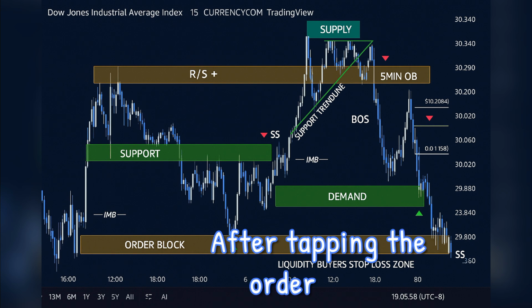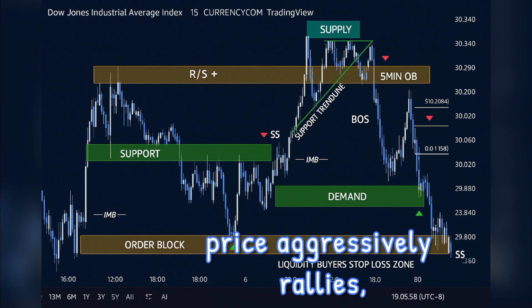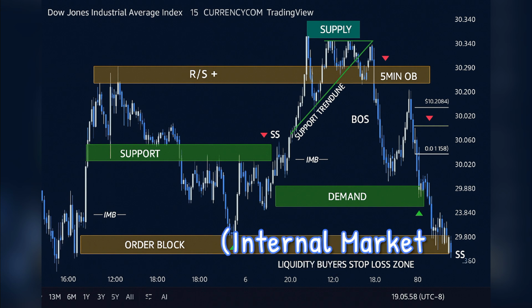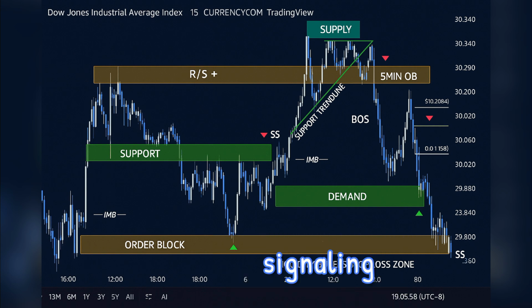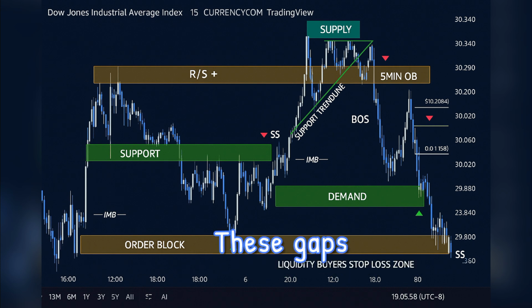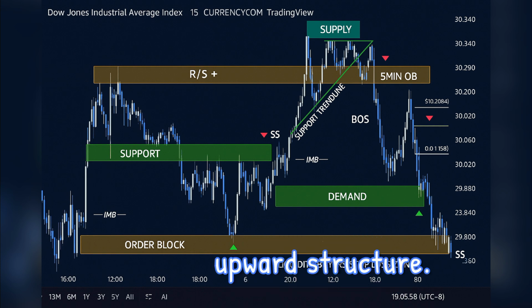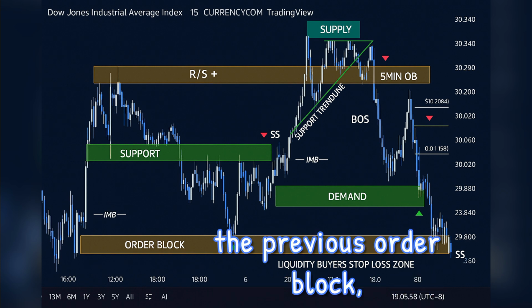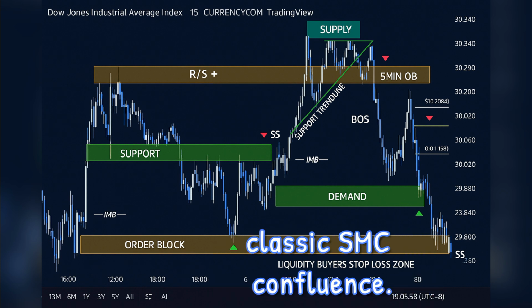After tapping the order block, price aggressively rallies, leaving behind an IMB, internal market behavior gap, signaling institutional imbalance or inefficiency. These gaps often act as magnets for price later. The rally breaks above short-term resistance, forming a support zone which price respects in its upward structure. Notice how this support aligns with the previous order block, classic SMC confluence.